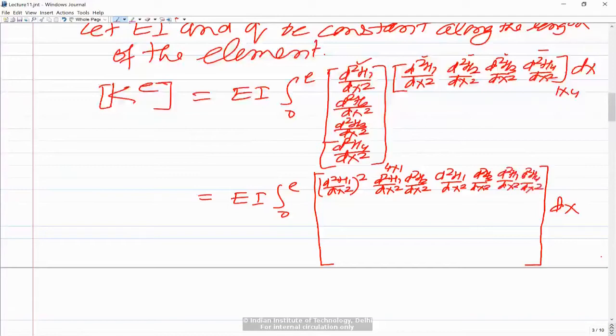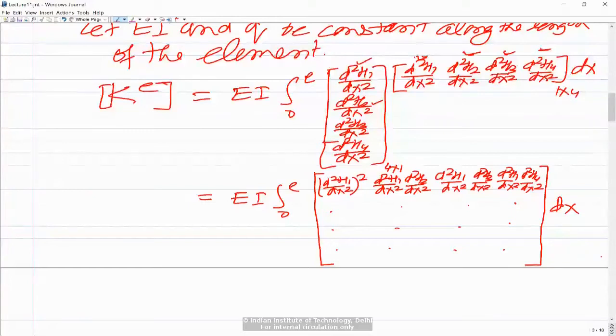So like that, you do the multiplication. Then you take the second row, d2h2 by dx square, and multiply with the first column, second column, third column. So you'll get the second row. Like that you can multiply and get all the four rows. I am not writing that, it's straightforward, you can actually write that. So now if you integrate each term, for that we need the second derivatives of the shape functions.